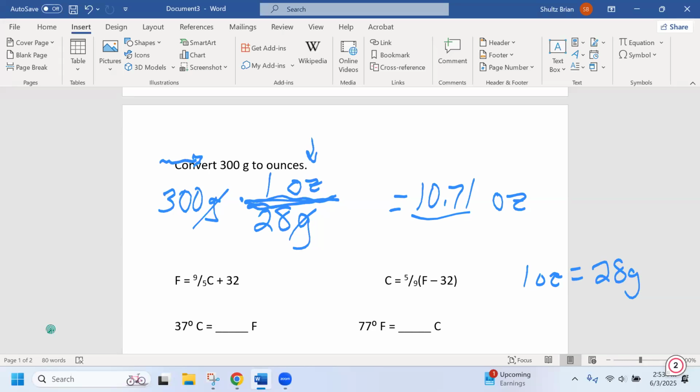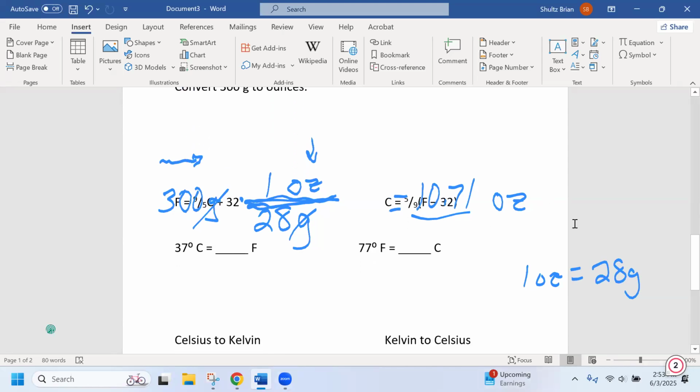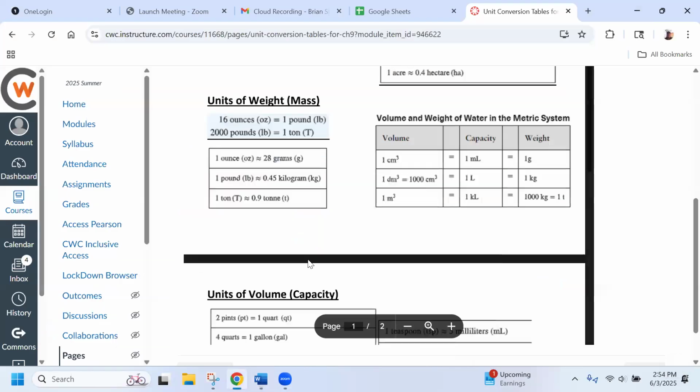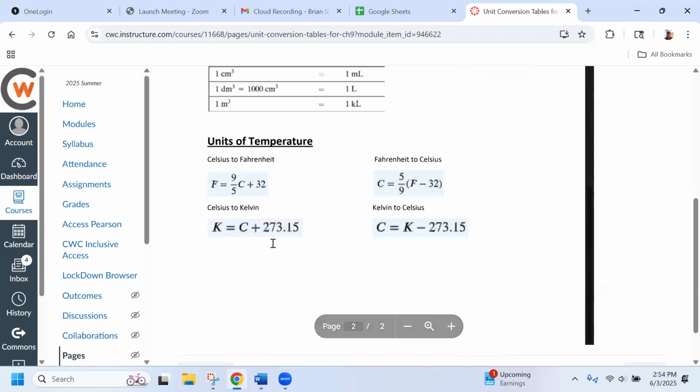The last part that I want to talk about is conversions of temperature. I have the temperature conversions on this sheet right here. When you open up that sheet in your modules and go to the bottom of it, you'll see the temperature conversion formulas right here. So you will have those as well.